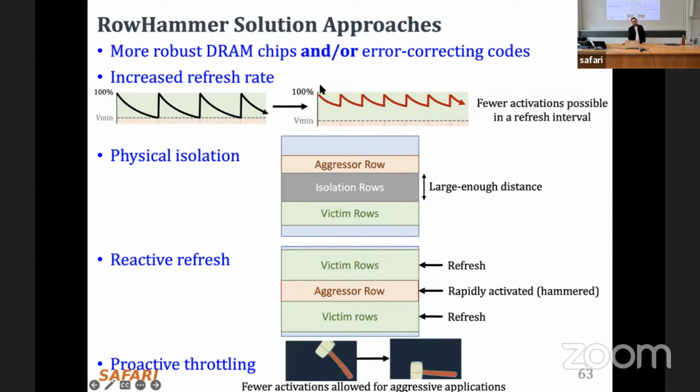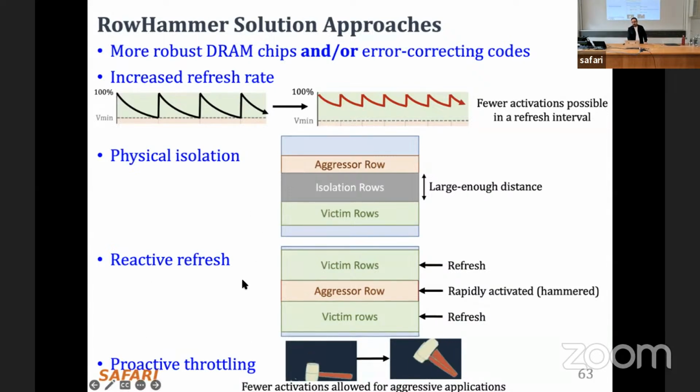So if you just refresh it more frequently, it leaks less. By doing so, you can hope to avoid RowHammer bit flips. But when you do the math, you can see that it's not very practical today. You can introduce some physical isolation between the physical DRAM regions of a potential attacker and the victim. It's a somewhat practical way, but it requires a lot of isolation rows in between, so you sacrifice your memory capacity.